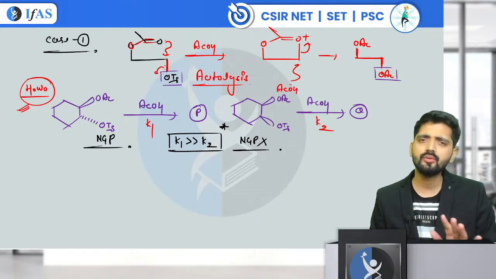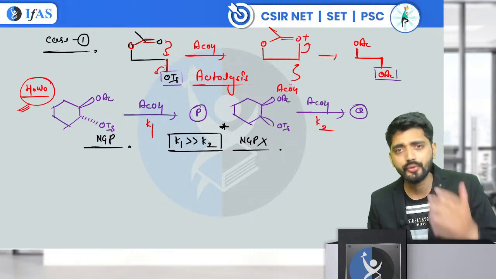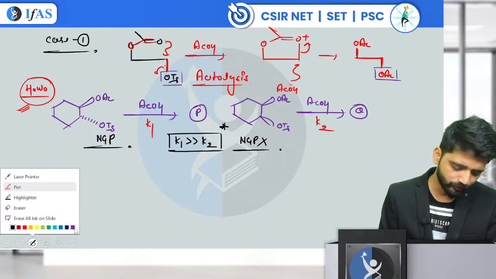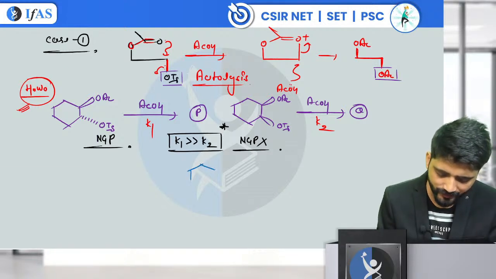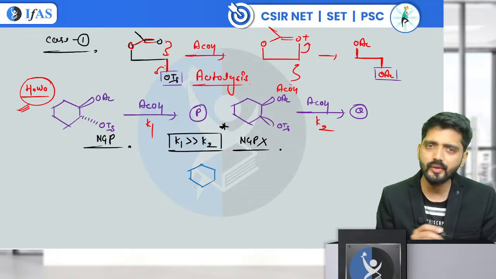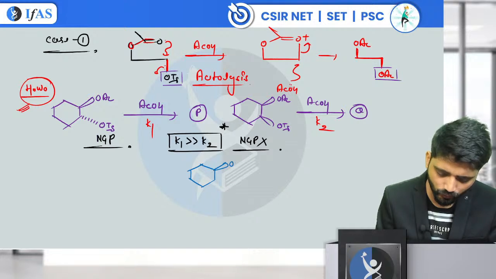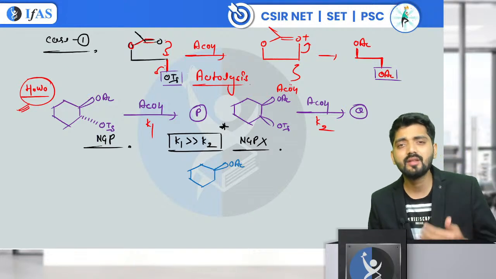So if we don't know the mechanism, or if we do not want to do the mechanism, we can draw the product directly. How can we draw it directly, sir? Let's suppose we have a 6-membered ring here. We know that OAc is a neighboring group. We will place this OAc as it is. OTs is the leaving group.